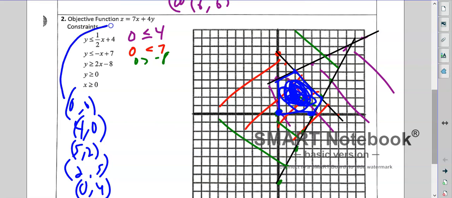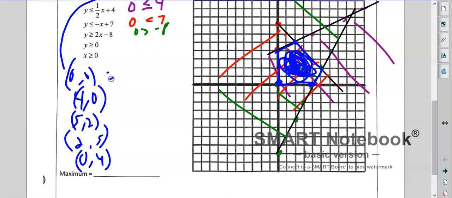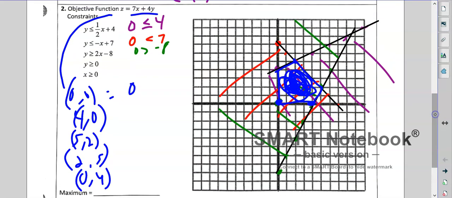Going to plug all these numbers into 7x plus 4y. So again, 0 is just 0. If I plug in 4, 0, my bad, 4 times 7 is 28. The 0 makes the y disappear. 5 times 7 is 35, plus 2 times 4 is 8. So that's 43. 2 times 7 is 14, plus 5 times 4 is 20.